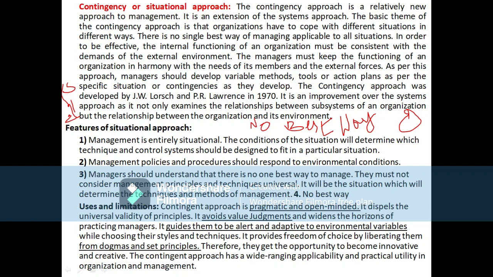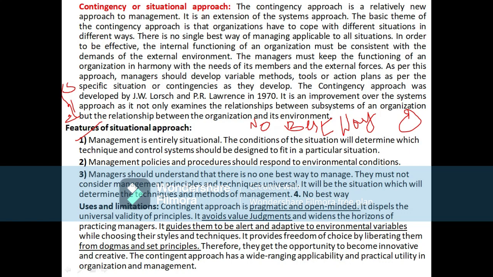The contingent approach has wide applicability and practical utility in organization and management. So this is about the contingency or situational theory. Let us see the features. First one is management is entirely situational. The application and effectiveness of any technique is contingent on the situation. In other words, the conditions and complexity of the situation determine which measure or technique is applicable and which is effective. It is entirely dependent on the situation. Depending upon the situation, they will measure and apply the techniques.